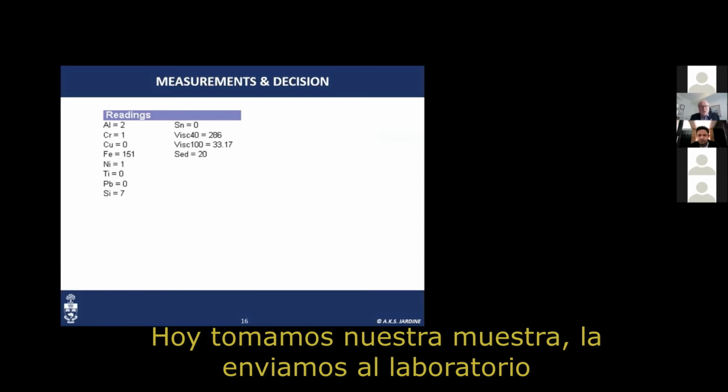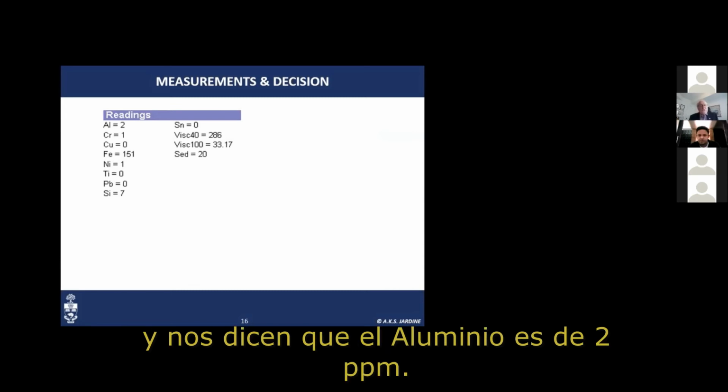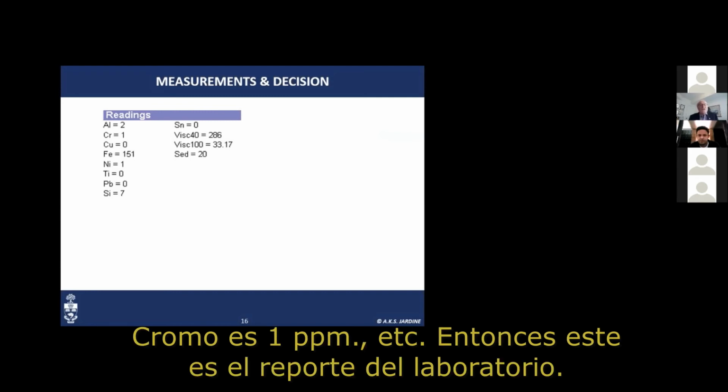Now, here's an example. Today, we've taken an oil sample, we've sent it to the laboratory, and they tell us what the answers are. They tell us that aluminum is 2 parts per million, chrome is 1 part per million, and so on. So this is the report we get back from the lab.